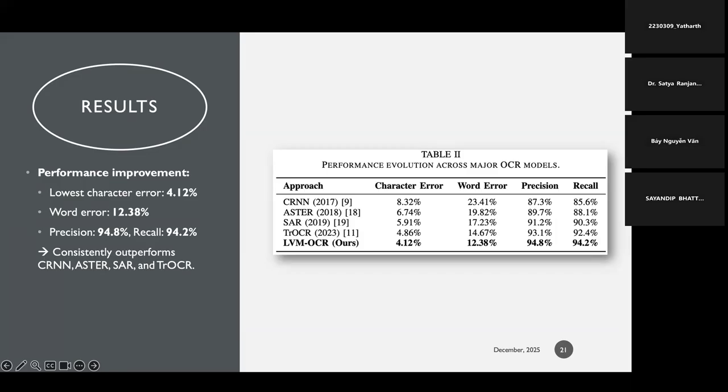And finally, with a precision of 94.8% and a recall of 94.2%, we have a system that is not only accurate, but incredibly consistent. We haven't just built a model that matched the state of the art. We built one that consistently outperforms it, making it safer and more reliable for biomedical applications.